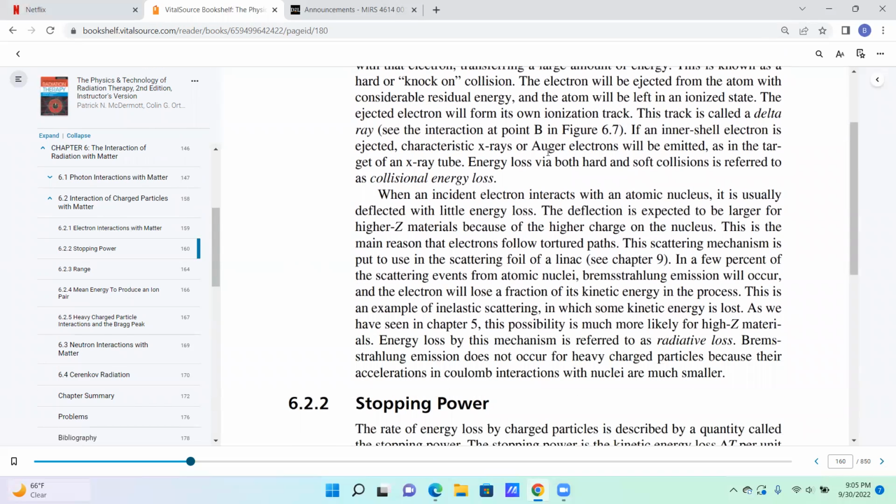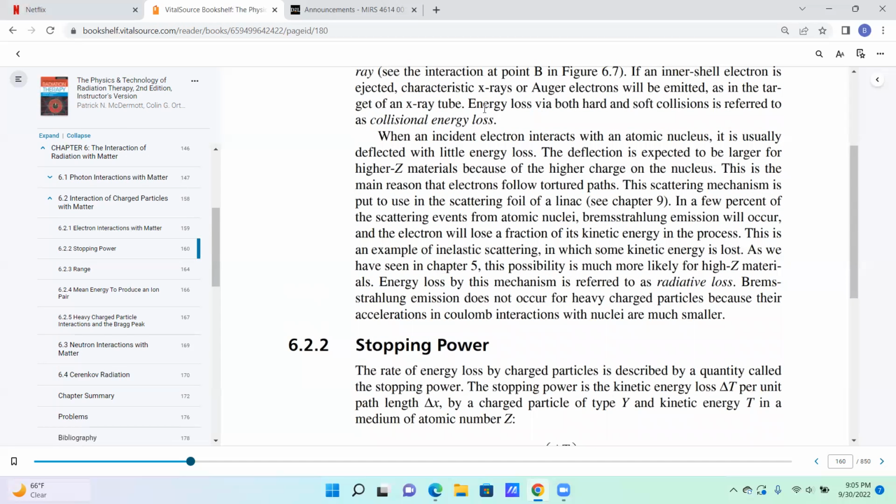If an inner shell electron is ejected, characteristic X-rays or Auger electrons will be emitted, as in the target of an X-ray tube. Energy loss via both hard and soft collisions is referred to as collisional energy loss.